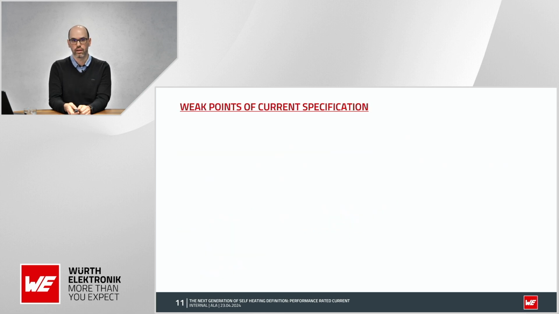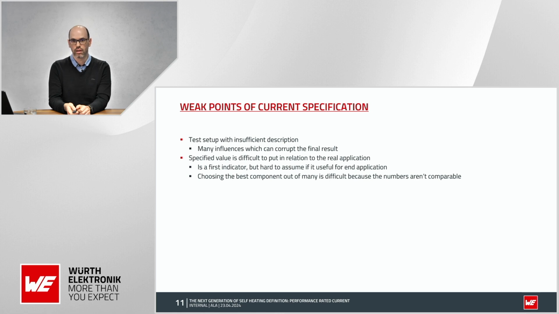So what are the current weak points of a specification? There are many ways to influence the final result. So a proper definition of how the value is measured would be appreciated, but it's not there. And it's pretty hard to make a relation between different kinds of components. So this means this value in the datasheet can be used as a first indicator, but more or less always needs to be verified in the end application.